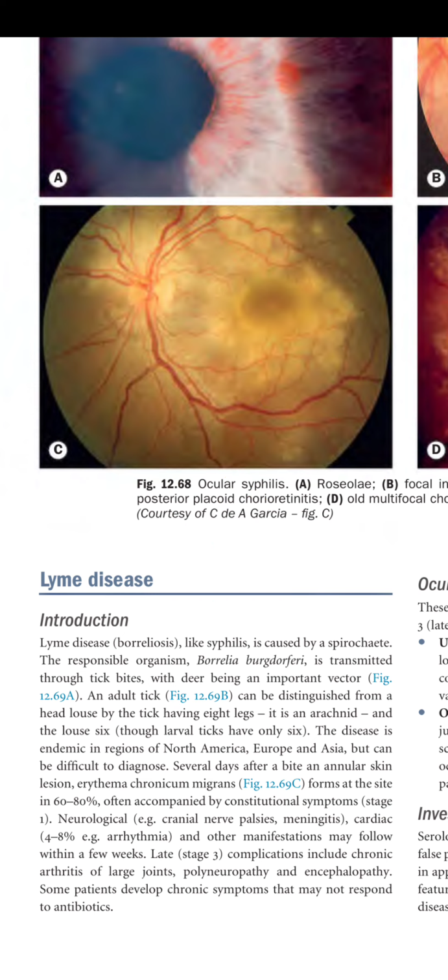Then neurological manifestations, for example cranial nerve palsy, meningitis, cardiac arrhythmia, and others may follow within weeks. So this is stage 2. Late stage 3 complications include chronic arthritis of large joints, polyneuropathy, and encephalopathy. So stage 3 consists of arthritis, neuropathy, and encephalopathy. Some patients develop chronic symptoms that may not respond to antibiotics.